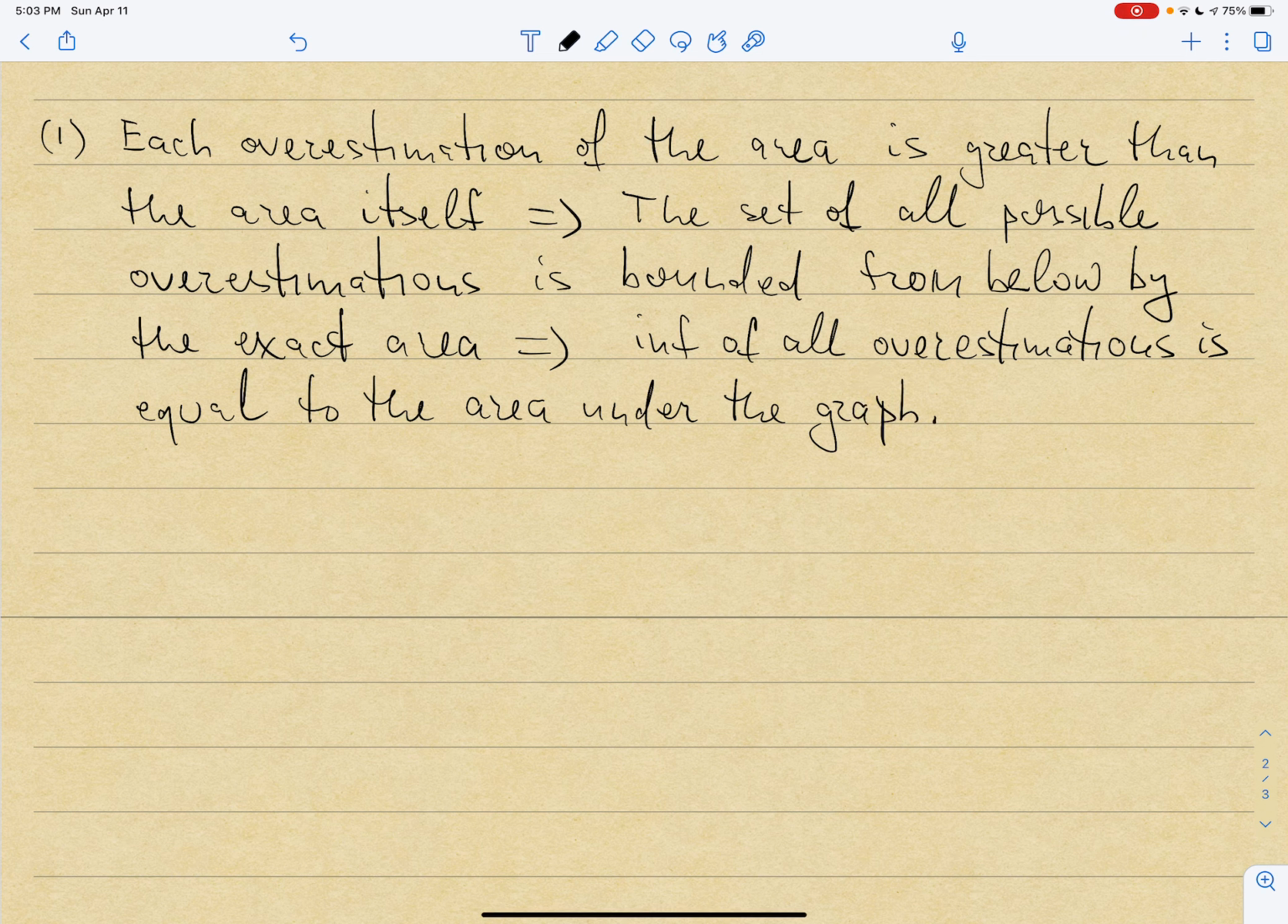Right? So then in that sense, I would expect that the integral from 0 to a of x squared is equal to the infimum over all possible underestimations, or actually not over all possible underestimations, but the infimum over all possible partitions P of partial sums as an overestimation that should depend on P. Okay?